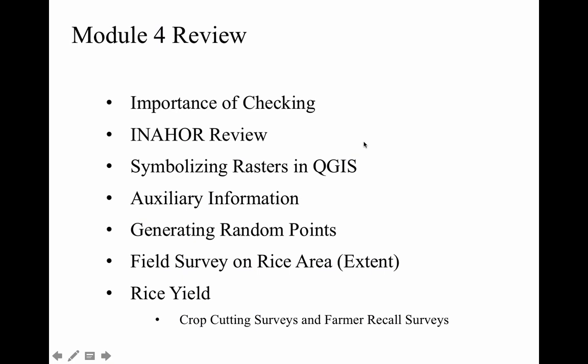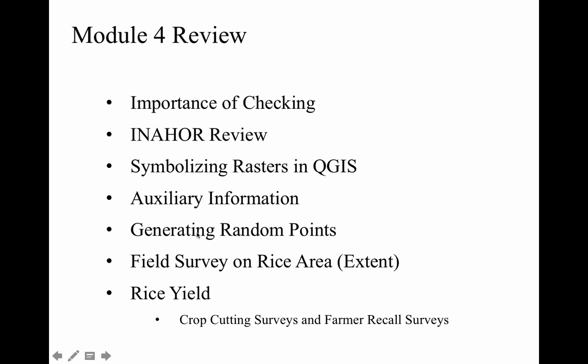I thought I'd start by reviewing what we've done so far. You'll remember that we started with a discussion about the importance of checking. We had some outputs from the INAHOR model. We symbolized those in QGIS. We used some satellite information to check. We did the OpenLayers plugin looking at Google satellites in QGIS to give a very rough check of the accuracy of what we had in INAHOR.